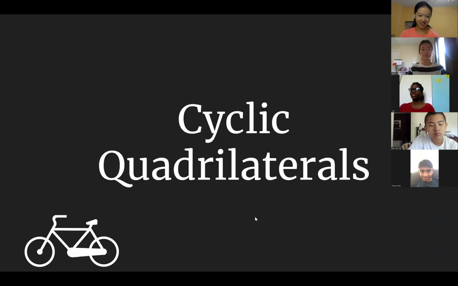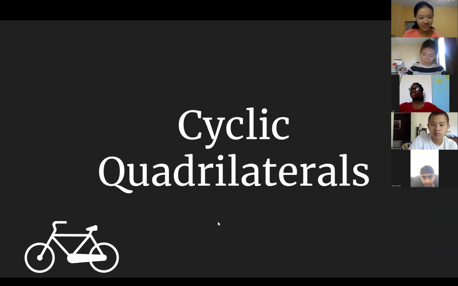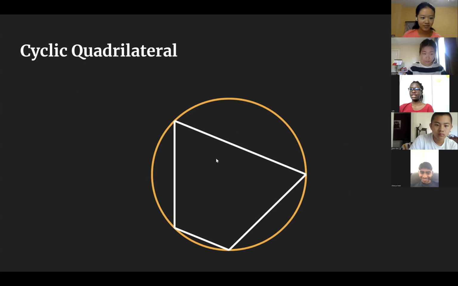Okay, Ruth, you can start us off. Okay, so does anyone already know what a cyclic quadrilateral is? Yeah, someone said it. It's essentially a quadrilateral inside of a circle, except all the vertices have to touch the sides of the circle.